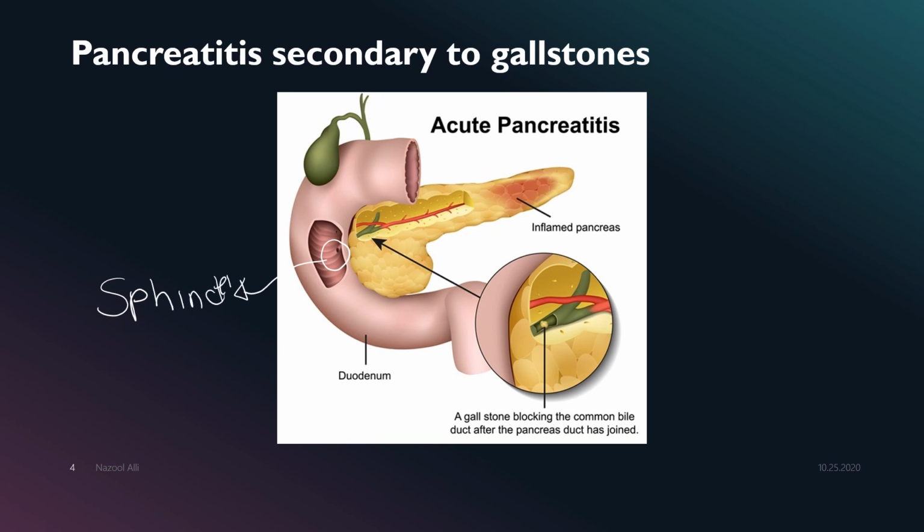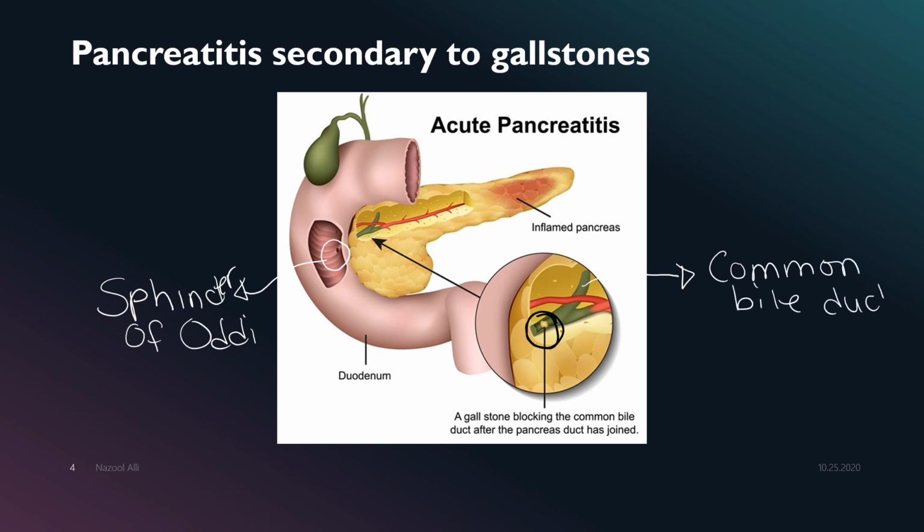And we said if ever there is an obstruction by a gallstone at the sphincter of Oddi, the patient would be at risk for pancreatitis. The reason why this is occurring is if you look right here, this is where you have an obstructing gallstone at that point. Now what you're looking at, there's two ducts right here. That's the common bile duct. And that common bile duct is then going to meet the pancreatic duct.